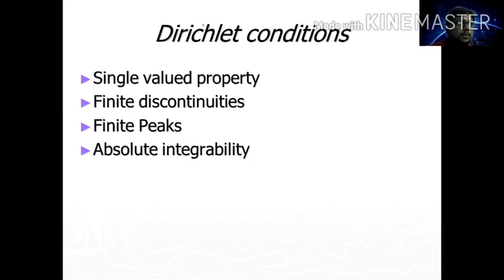Okay, the first property is single valued property, the second one is finite discontinuities, the third one is finite peaks, and the fourth one is absolute integrability. Let us see them one by one. What is single valued property? Suppose you take the signal x of t, this is your input signal, isn't it? X of t, continuous time representation. Now this x of t must have only one value at any instant.